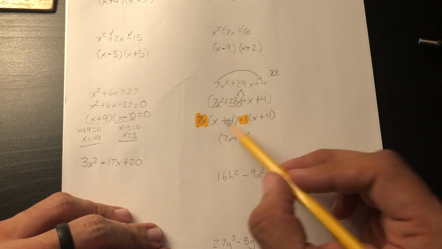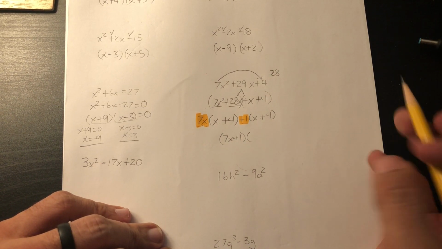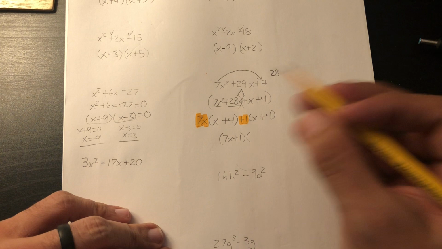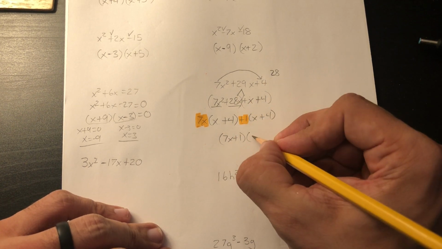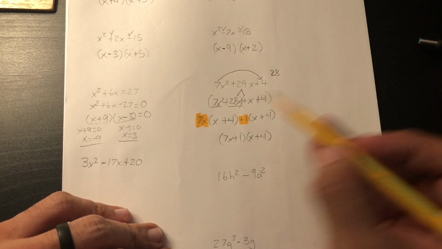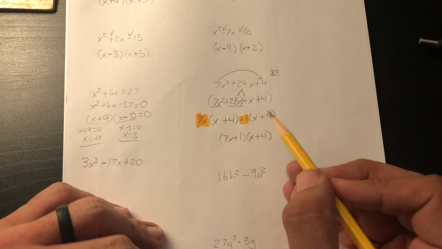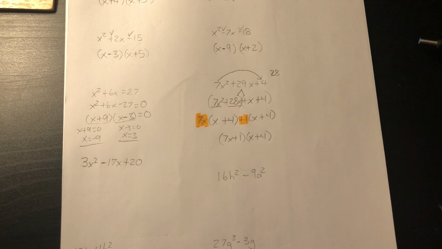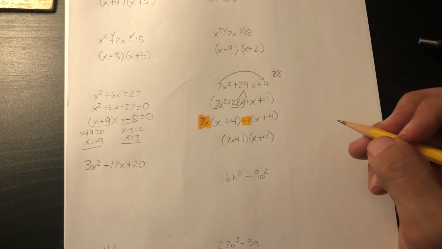If you make these both the same, then you have done a good job. You've done it correctly, okay? So now I'm going to put that here, x plus 4. And that's it. So you write down what's not in the parentheses, and then you write what's in both of the parentheses, which is x plus 4. And that's your end result.